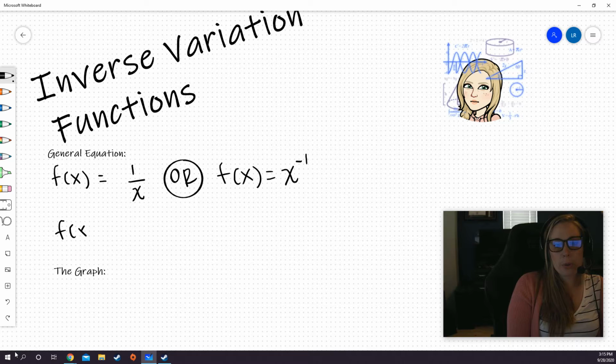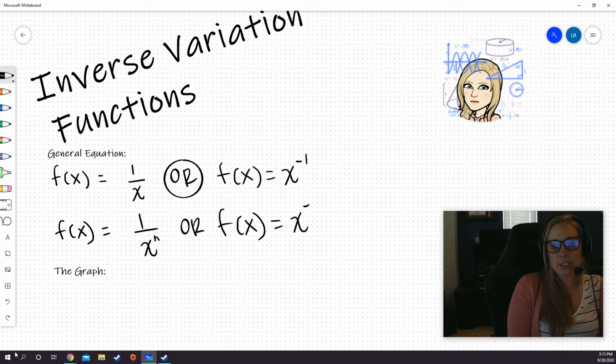Well, there's also f of x equals 1 over x to the nth power, where n could be 2 or 3 or 4 or 5. And you could rewrite that as f of x equals x to the negative nth power. Okay. The 1 doesn't have to be a 1. This could be an A. It could be any number. And then you'd put an A here or an A here.